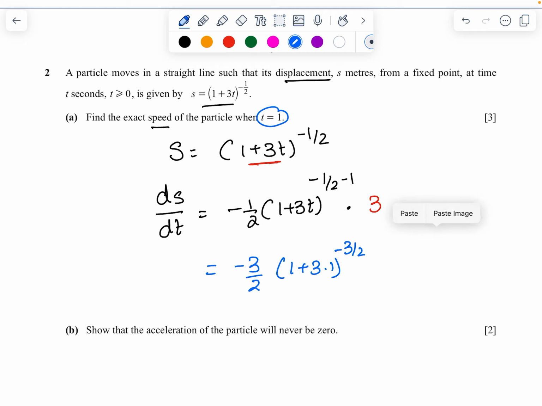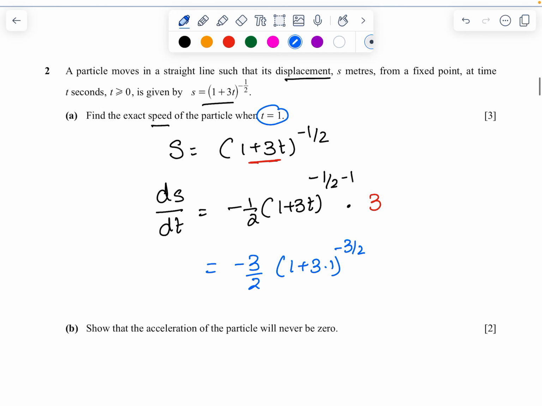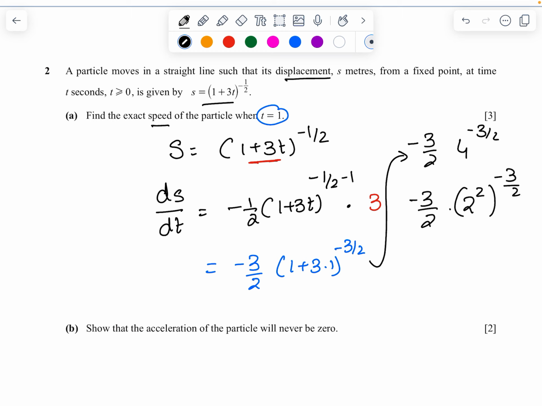So we have to simplify that. From here, negative 3 by 2, 1 plus 3 is 4, 4 power negative 3 by 2. So negative 3 upon 2, 4 is 2 square, whole power negative 3 upon 2. Then you can cancel 2 and 2 gets cancelled. So what do I get? Negative 3 upon 2 times 2 power negative 3. So negative 3 upon 2 times 1 upon 2 cube, which is negative 3 upon 16.